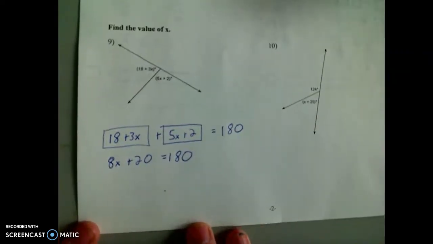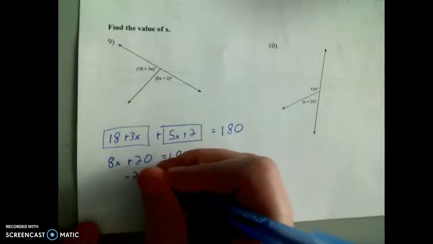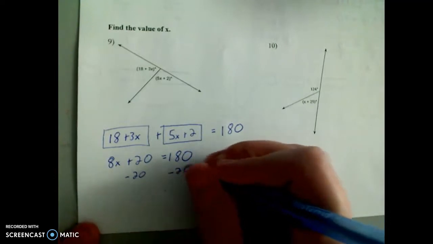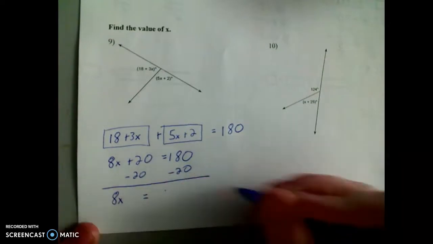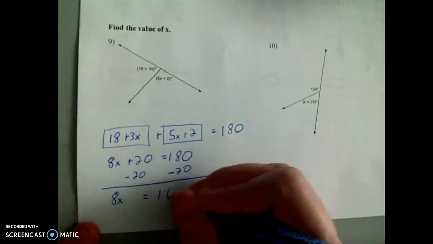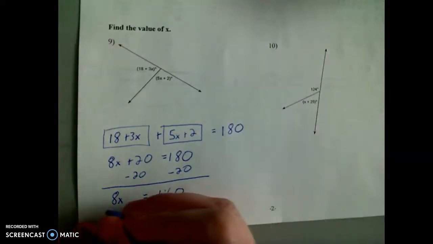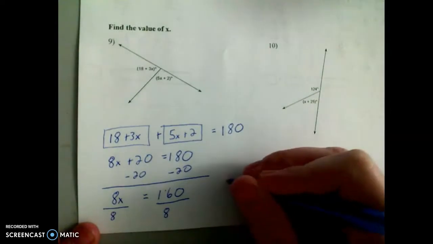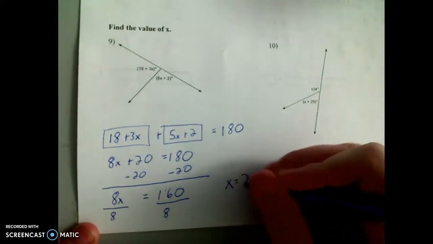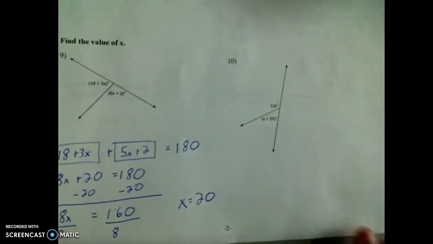Step 2, we're going to look for any addition or subtraction. Right there. I'm going to minus 20 from both sides and get 8x is equal to 160. Step 3, I'm going to look for multiplication, which is right here, and do the opposite. So I'm dividing, and I end up with x is equal to 20. Okay, you try one on number 10, and we'll check your answer.